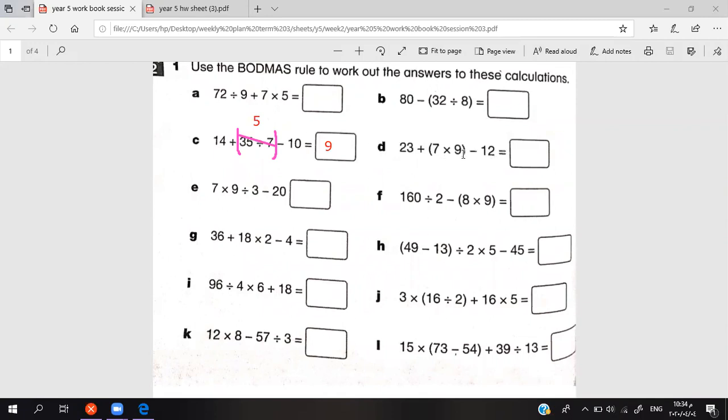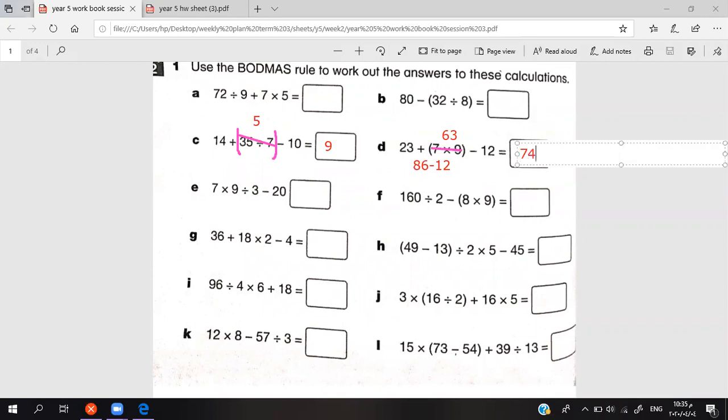Number D. I have brackets. Bracket goes first. 7 times 9 is a 63. Now I have 23 plus 63 minus 12. By turn, 23 plus 63 is 86. I write it here like that. You of course must write the steps. 86 minus 12 is gonna give me a 74.